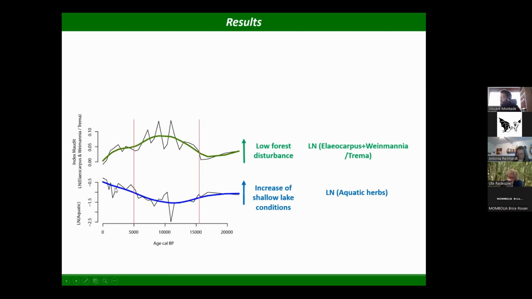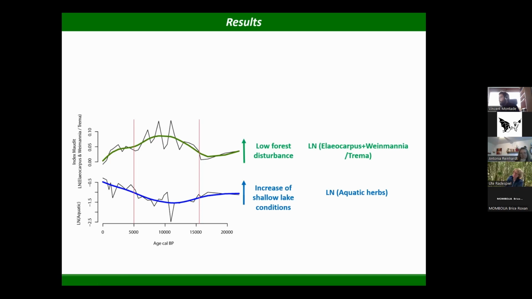So if you look at the trend, before 15,000 before present, you have low forest disturbances, and shallow lake conditions are more important than between 5,000 and 15,000 before present, when we have a decrease of shallow lake conditions and an increase and a decrease of forest disturbances. And then after 5,000 before present, again, we have an increase of shallow lake condition and an increase of forest disturbances, because at that time in particular, you have an increase in Trema on the pollen diagram.